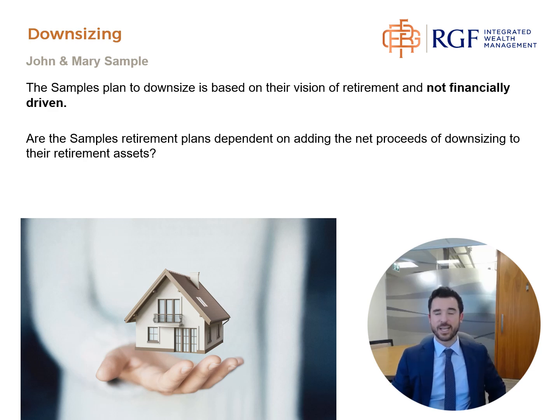The samples' plans to downsize are also based on their desired lifestyle. So we can do some analysis again to see if this is truly a lifestyle choice or if the samples are needing to downsize in order to achieve their retirement spending goals. So let's take a look at how their retirement projection would change if they remain in their current home. So this changes their retirement plan significantly. Without the inflow of cash from downsizing, they're projected to fully deplete their retirement assets at age 82.